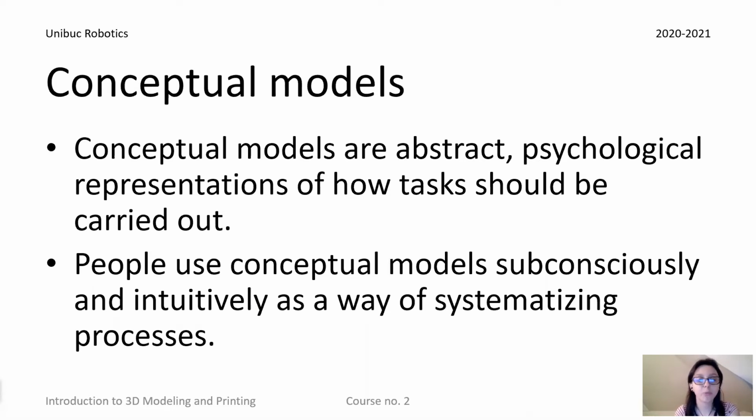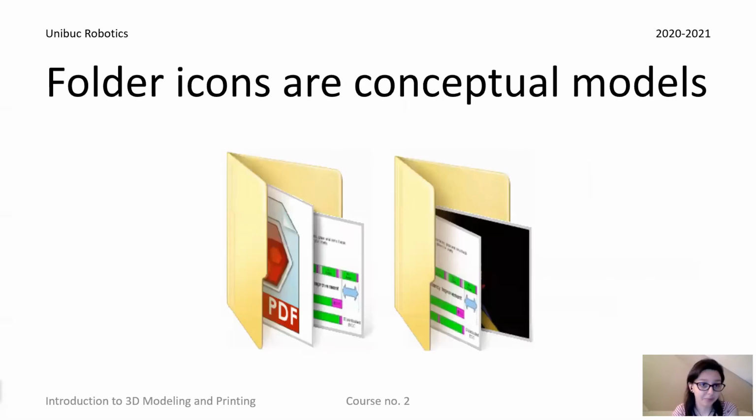People use conceptual models subconsciously and intuitively as a way of systematizing processes. For example, the most basic example is the folder icons on the computer, because the folder icons displayed on the computer screen help people create the conceptual model of documents and folders inside the computer. But in fact, there are no folders inside the computer.